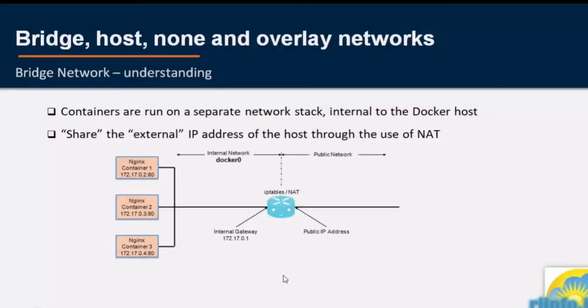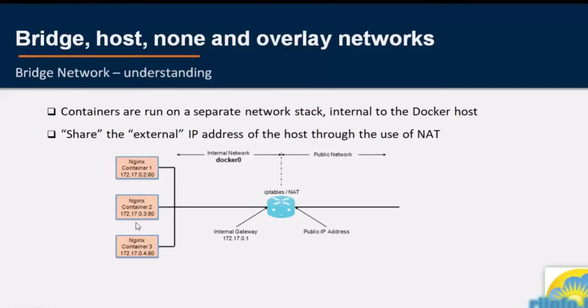Hello everyone. In this nugget, we will understand the bridge network type and put it into implementation on our test deployment. As we learned in the last slide, the default network type for all containers is the bridge network. Containers are run on a separate network stack, on a completely separate network namespace, which is internal to the Docker host. It is basically a network address translation which is configured within the host itself.